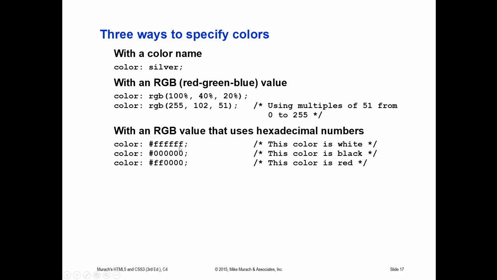A total saturation means white. This means having none of it. No red, no green, no blue, which means black. This means 100% red, no green, no blue, which in other words says it's going to be red.